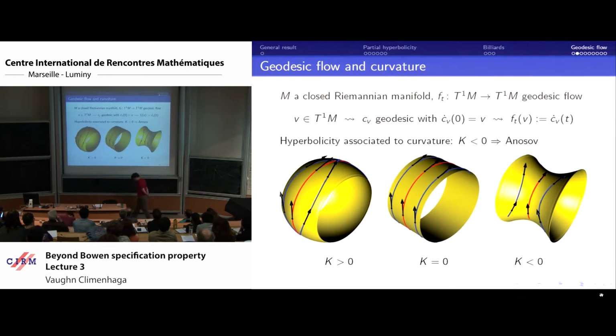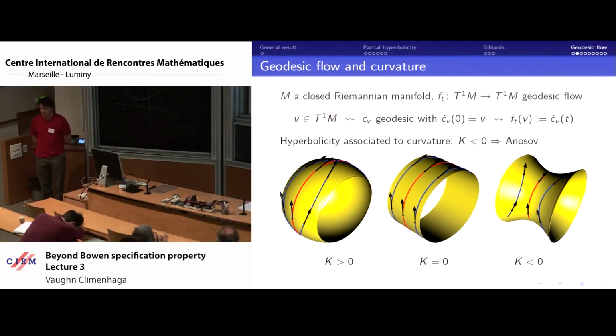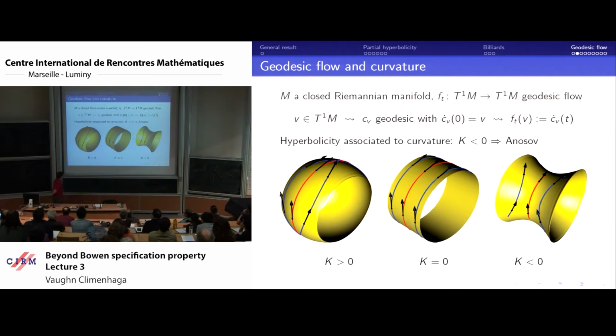So let's talk about geodesic flow. We begin with a closed Riemannian manifold M. All of the manifolds I consider will be compact. If you want to talk about non-compact manifolds, I cannot tell you anything yet. So that's a standing assumption. Everything is compact. And then on the unit tangent bundle, we have the geodesic flow F_t.